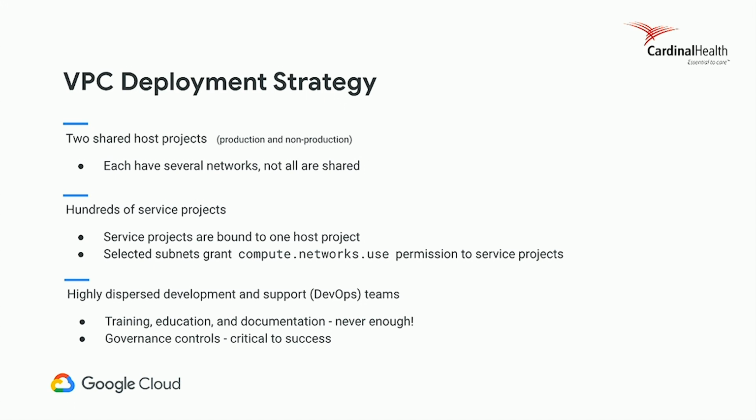And then we have hundreds of service projects that sit on top of that, and they use these 2 host projects. We have one for production, one for non-production. Each one of those has multiple different VPCs. And those service projects are then allocated or authorized to be used by various different development teams. Those development teams then are able to utilize the network.